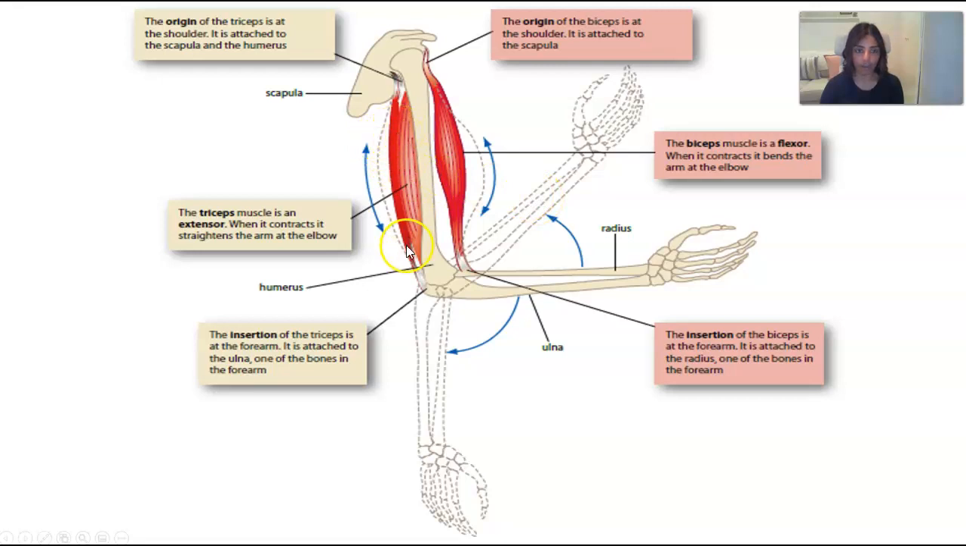The triceps muscle is an extensor muscle. So what this actually does when we contract the triceps muscle, it increases the angle and allows for us to straighten our arms.